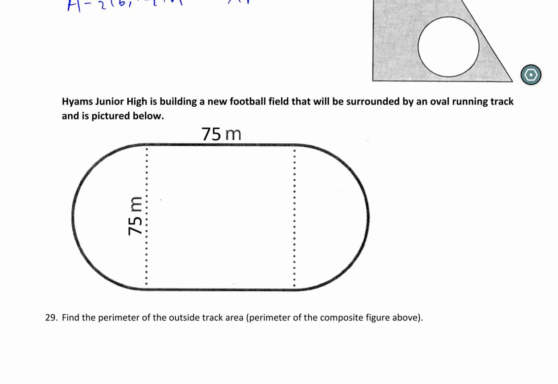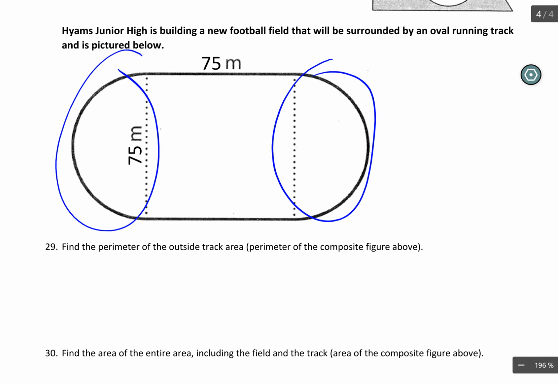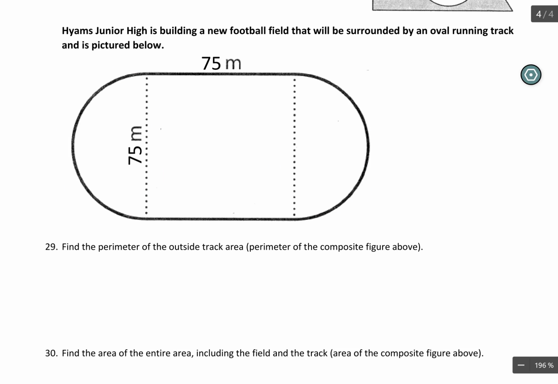All right, so question number 27. Hyams Junior High is building a new football field that will be surrounded by an oval running track and is pictured below. So I see here I have what looks like a square, 75 meters by 75 meters. That would also mean that 75 meters is the diameter of my semicircle. And if you notice, I can take this semicircle and this semicircle and stick them together, and I'm making one complete circle. So in effect, I have an entire circle plus a square. That makes it a little bit easier to figure out.